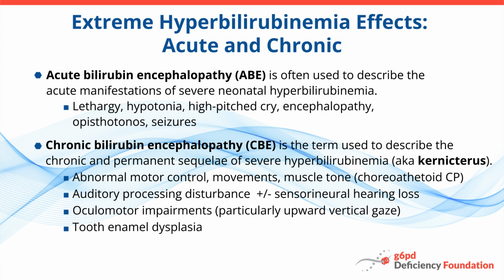Kernicterus is a term traditionally used to describe the pathologic effect of deep yellow staining of neurons and neuronal necrosis of the basal ganglia and brainstem. However, clinicians often use kernicterus interchangeably with the term chronic bilirubin encephalopathy.